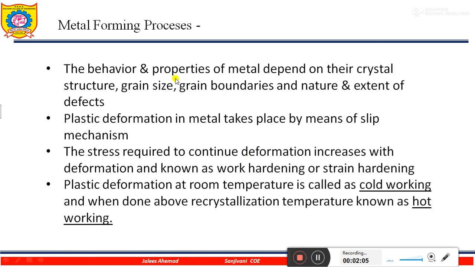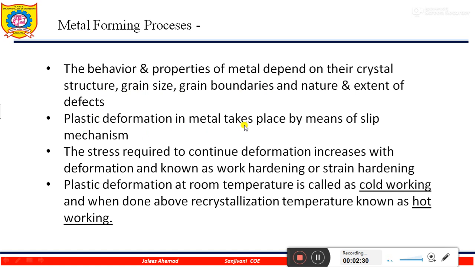The behavior and properties of the metal depend on the crystal structure. What is the crystal structure of the material? FCC, BCC, different crystal structures are there. It also depends on the grain size of the material inside, the grain boundaries, and the nature and instance of defects.